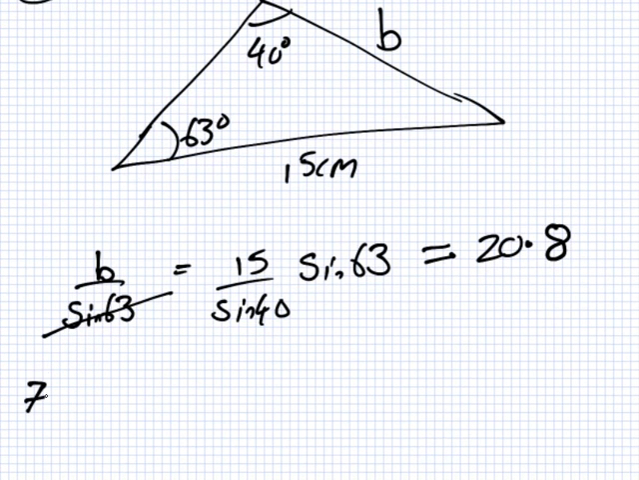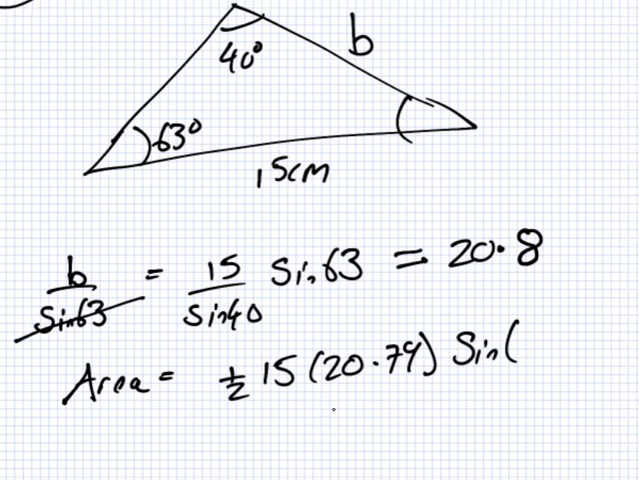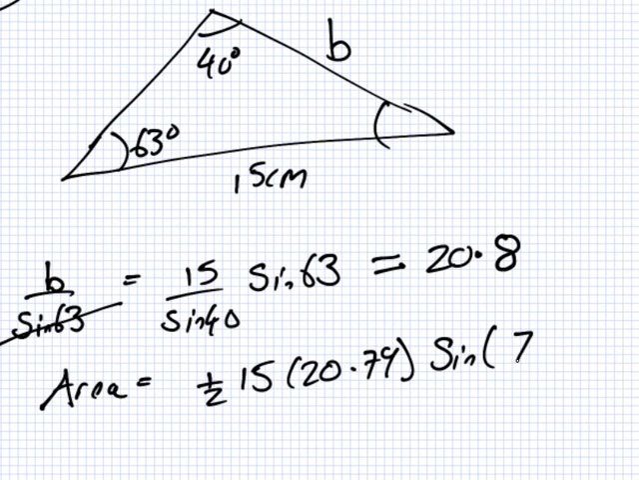Question 7. Oh, there's an area part. Yeah. Okay. Sorry. I thought that was too quick for 4 marks. Area is a half times 15 times 20.79 times whatever that is, sine 77.